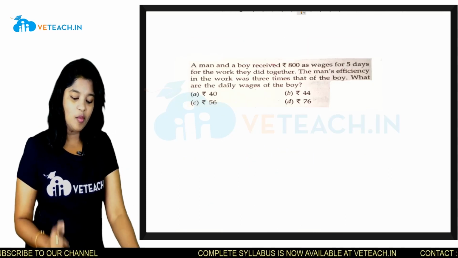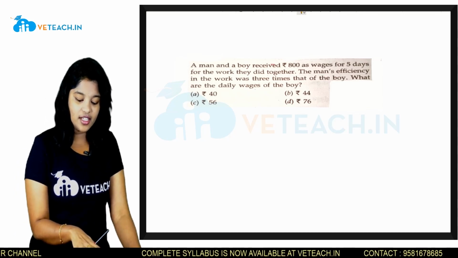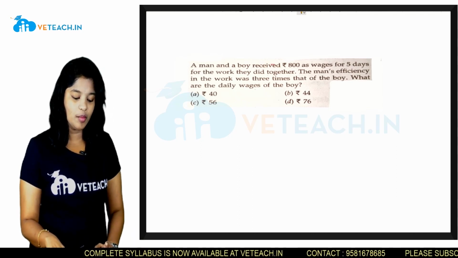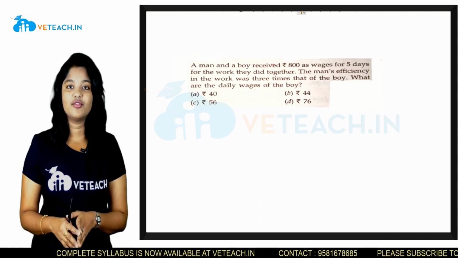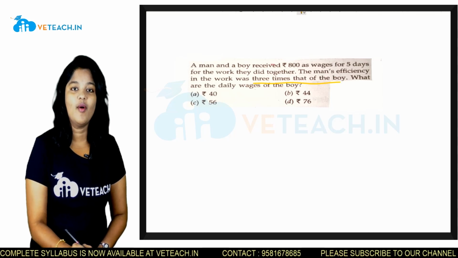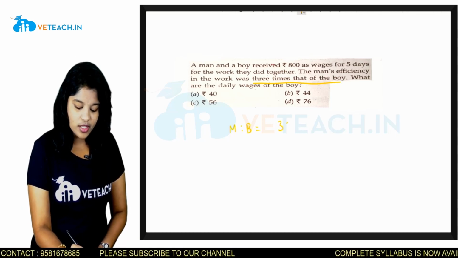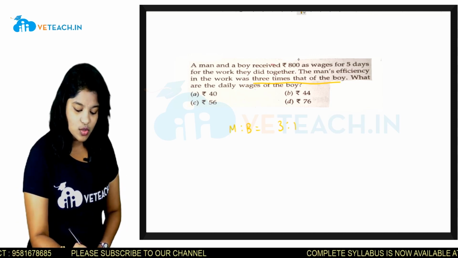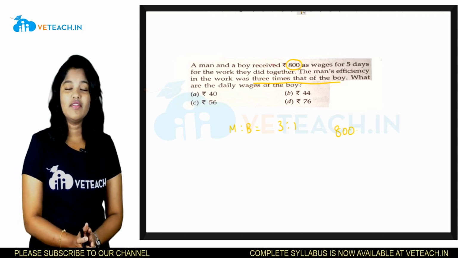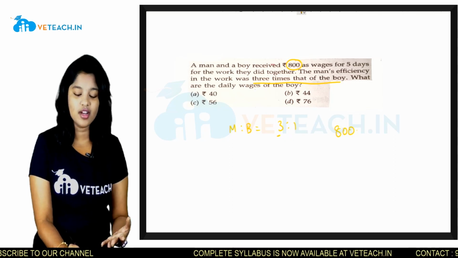A man and a boy received rupees 800 as wages for 5 days for the work they did together. The man's efficiency in work was 3 times that of the boy. What are the daily wages of the boy? So here the man's efficiency is 3 times that of the boy. So the man to boy efficiency is equal to 3 is to 1. So the man and boy received a total amount of 800 rupees. They will receive the amount according to the work done. The man can do 3 times more work than the boy.